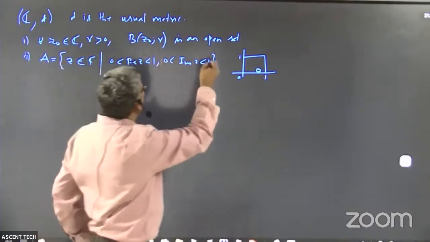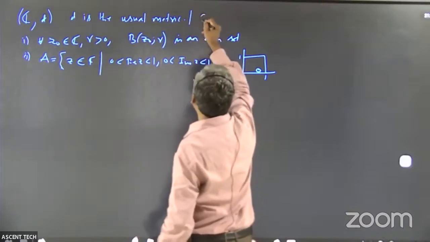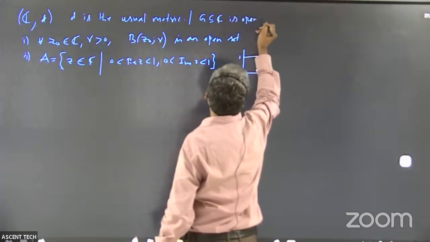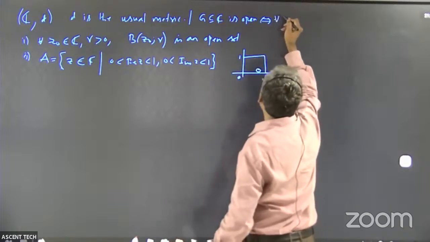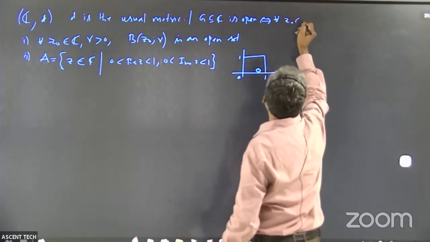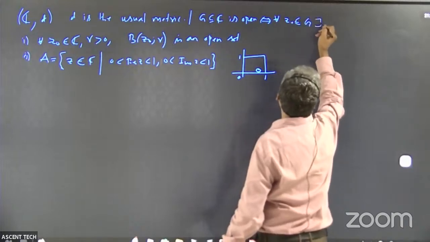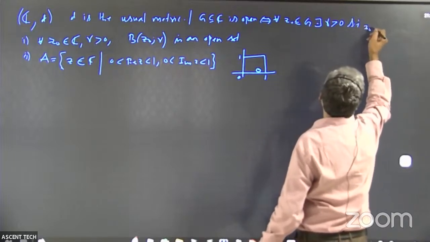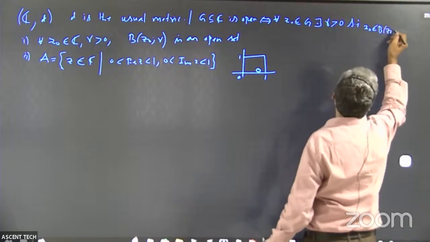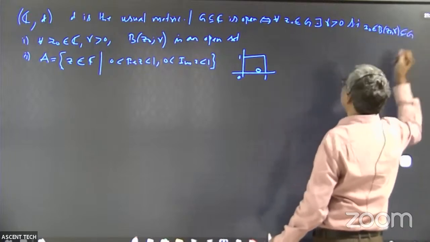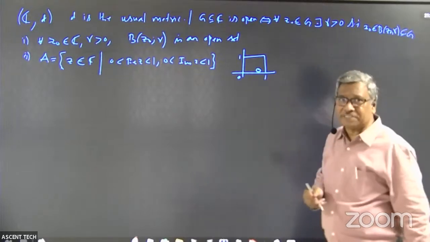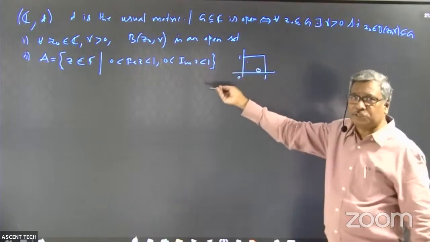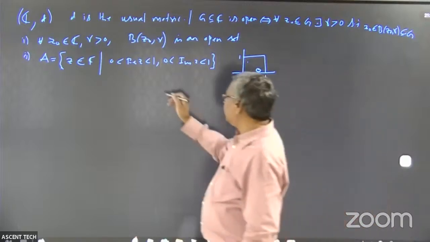Indeed, I have written a result here earlier that G, a subset of C, is open if and only if for every z0 in G there exists r greater than 0 such that z0 belongs to B(z0, r), which is contained in G. So I think this is an open set. No matter what point I take, the boundary points are not used in it. That's why it's an open set in C.